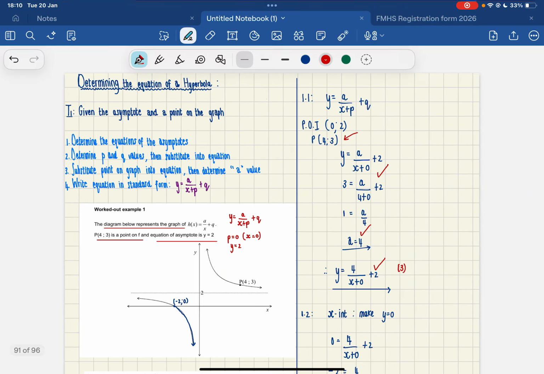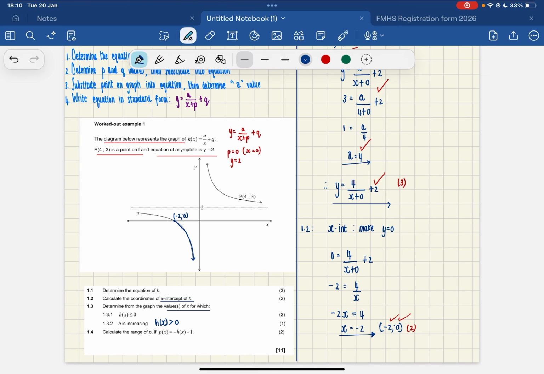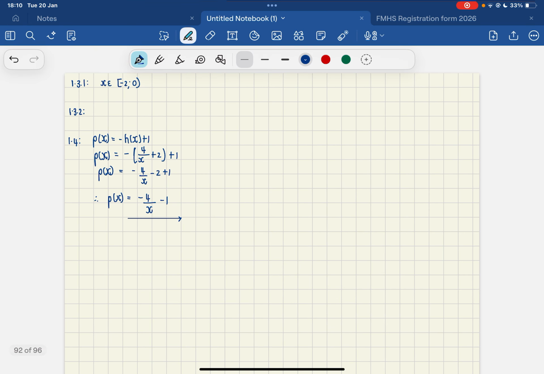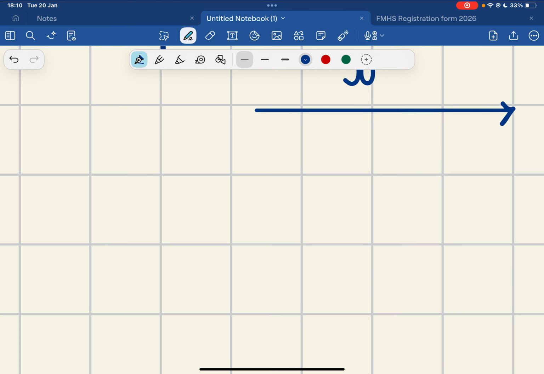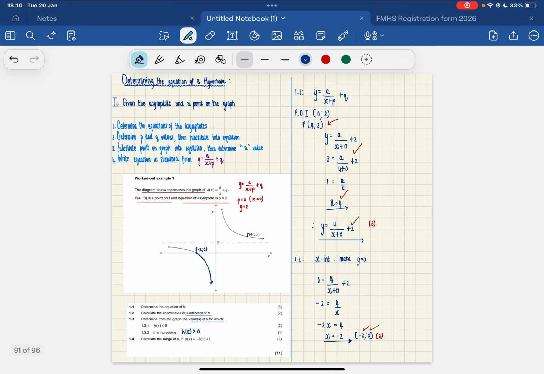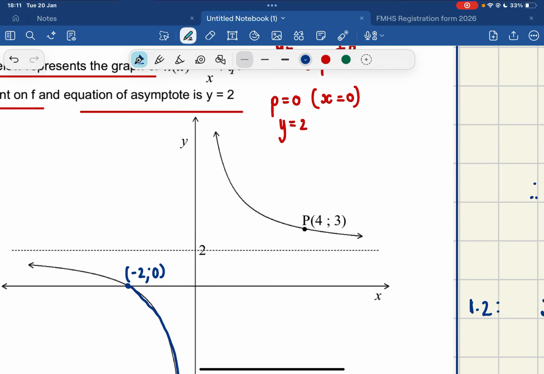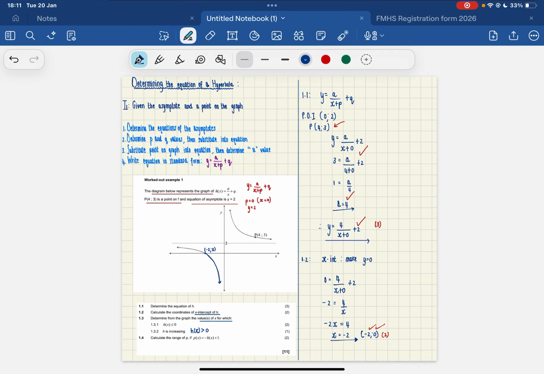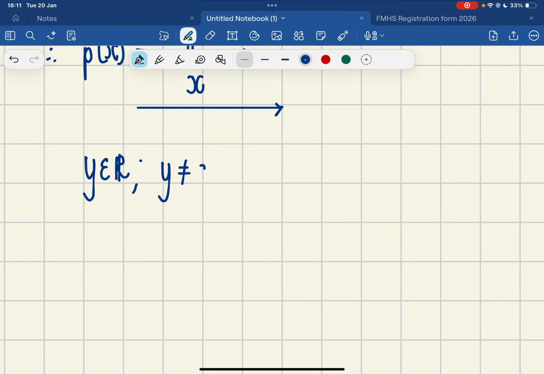That's the new graph. And it says to us, essentially what we're supposed to do is calculate the range. And how does one calculate the range? One calculates the range in such a following way. So boys and girls, we said that the range is y is an element of the reals, but y cannot equal your asymptote. Right? So y cannot equal your asymptote. What would our asymptote be? Our asymptote would be 2. So y cannot equal 2.